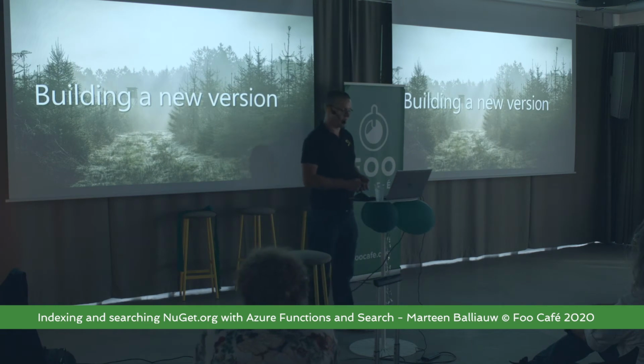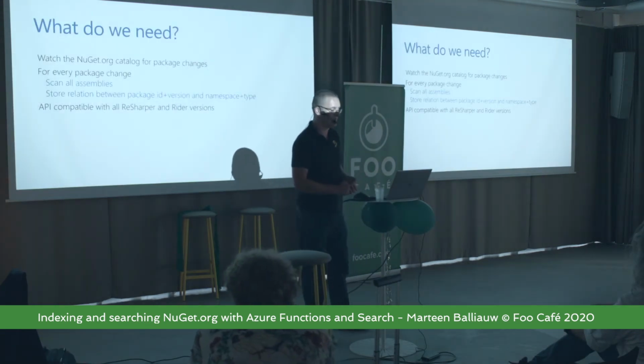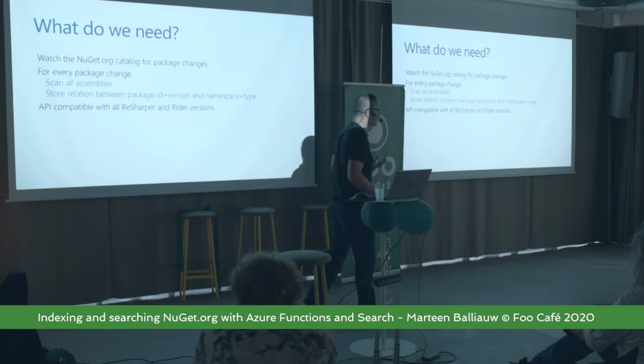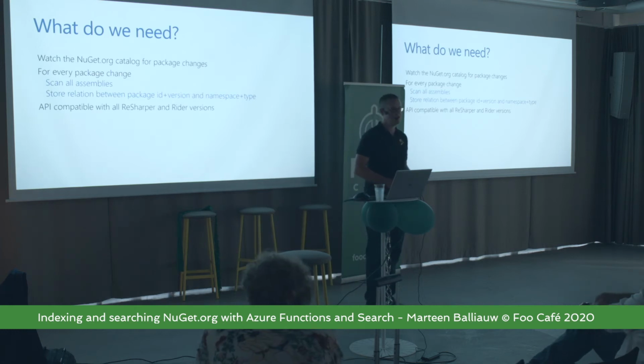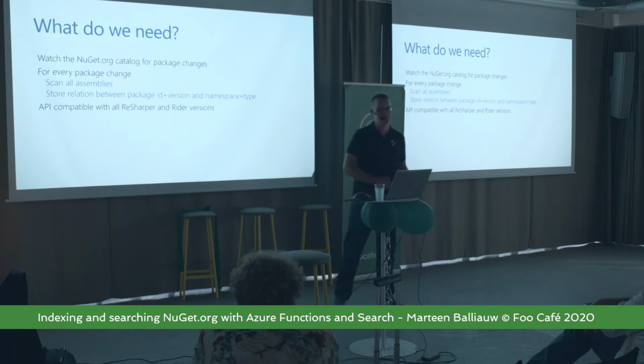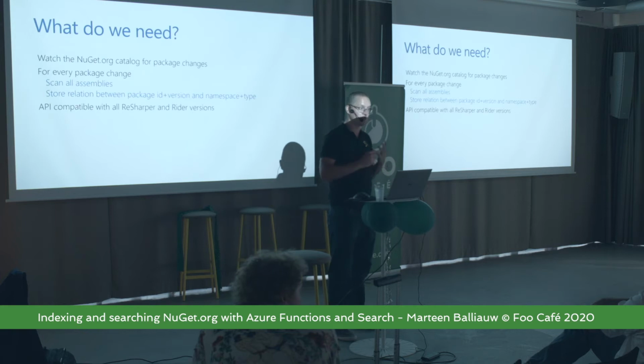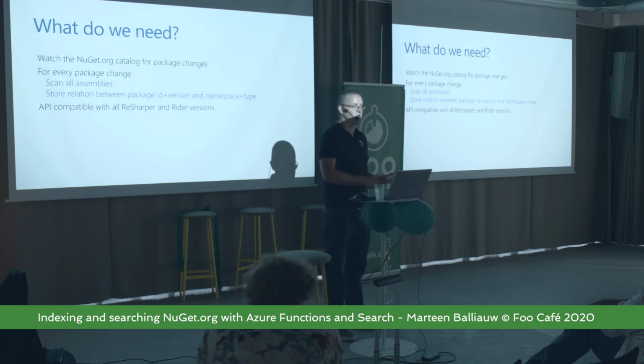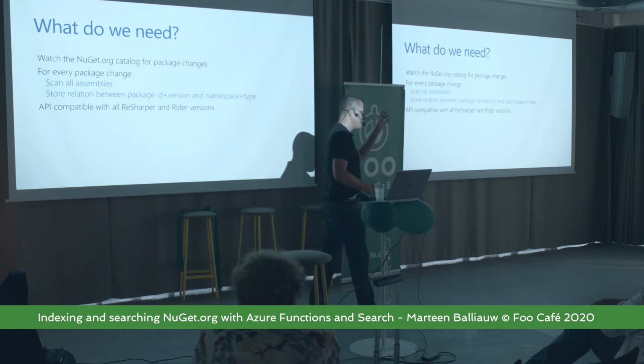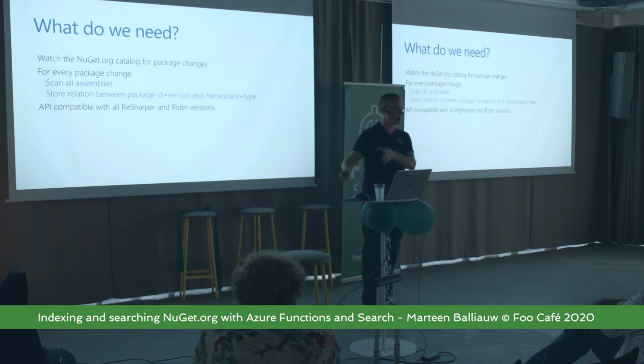Right, so let's build a new version. What do we need? We will need something that watches this nuget.org catalog and checks for changes. For every change, we will have to download the package, crack it open, scan the assemblies that are in there, see what public types and public namespaces are in there, and store somewhere in a data store the relation between package ID and package version plus those public types that are in that NuGet package.